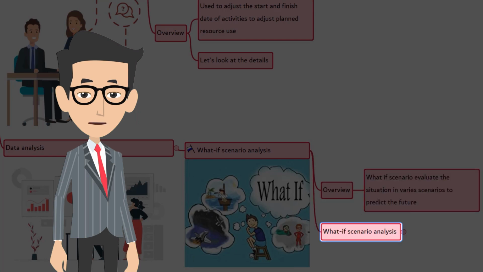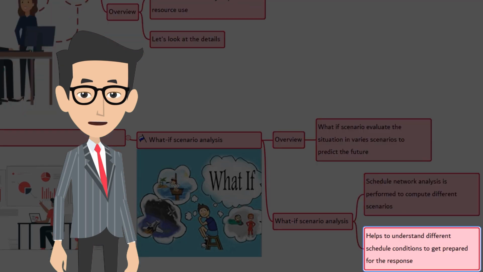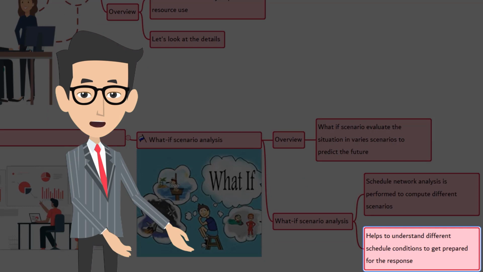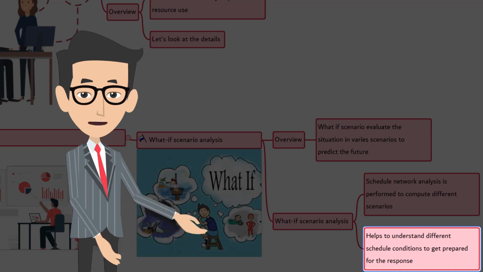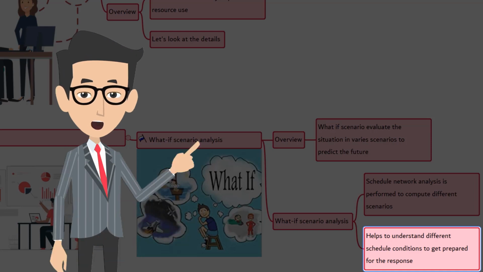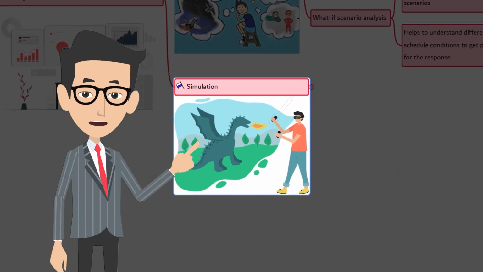Now, what if scenario in current context? Schedule network analysis is performed to compute different scenarios, for example, by delaying major component delivery, introducing external factors, and see their effect on the project deliverables. In develop schedule, this is done to assess the feasibility of the project schedule at different scenarios. This will help the project manager to get prepared with the response plans to address the impact when the situation occurs.